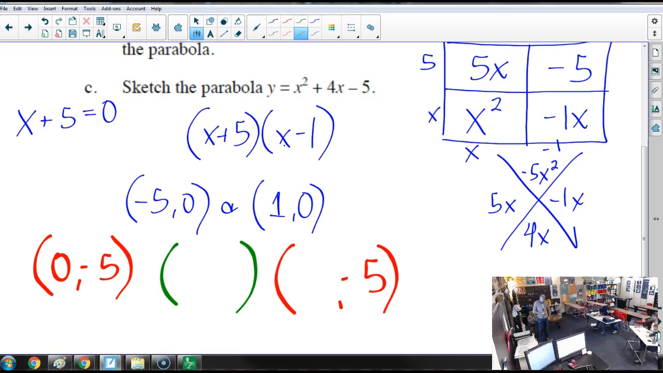Okay. What should be the x value of your vertex? It's negative 2. And so the y is supposed to be negative 5. Negative 2 squared is 4, minus 8, minus 5, which is negative 9. I was right. So then, where is the reflection of your y-intercept? It is negative 4.